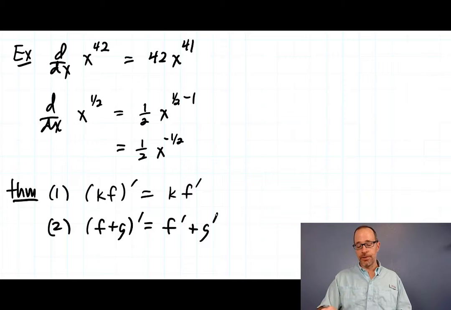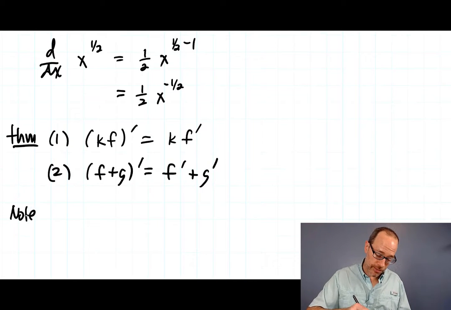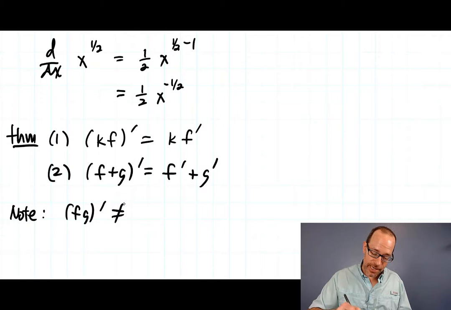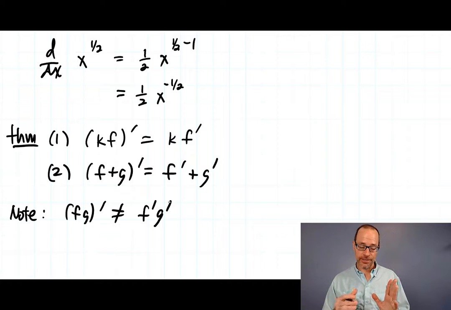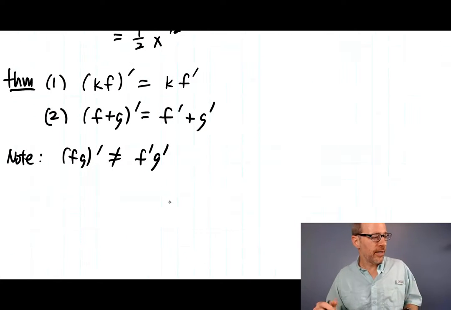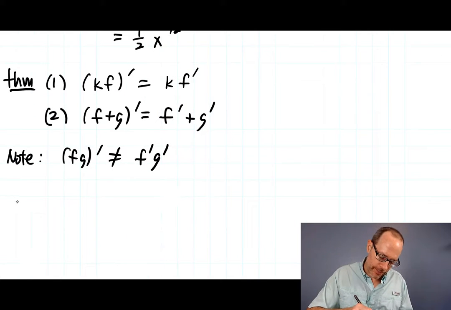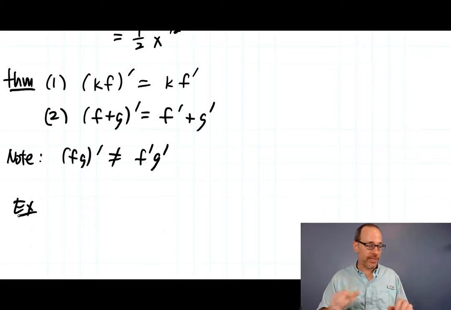And 2, the derivative of a sum is the sum of the derivatives. So it distributes across sums. Note, this is very important, the derivative of f times g is not f prime g prime. It's a sad fact, just is not true. So it does not distribute across products, but it does work for sums, not products. We'll come to products later. Anyway, with these rules, you get to do a bunch of examples that are more complicated things put together, and you just take the derivative of each piece individually.